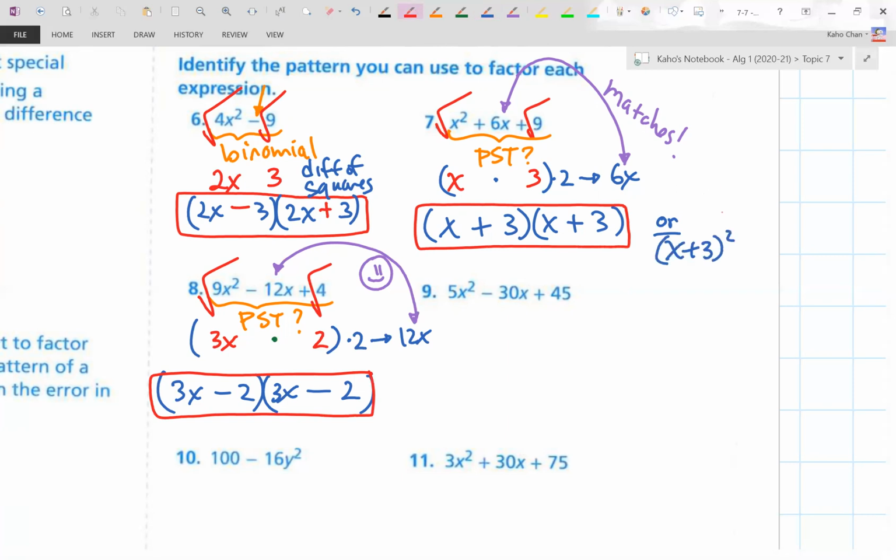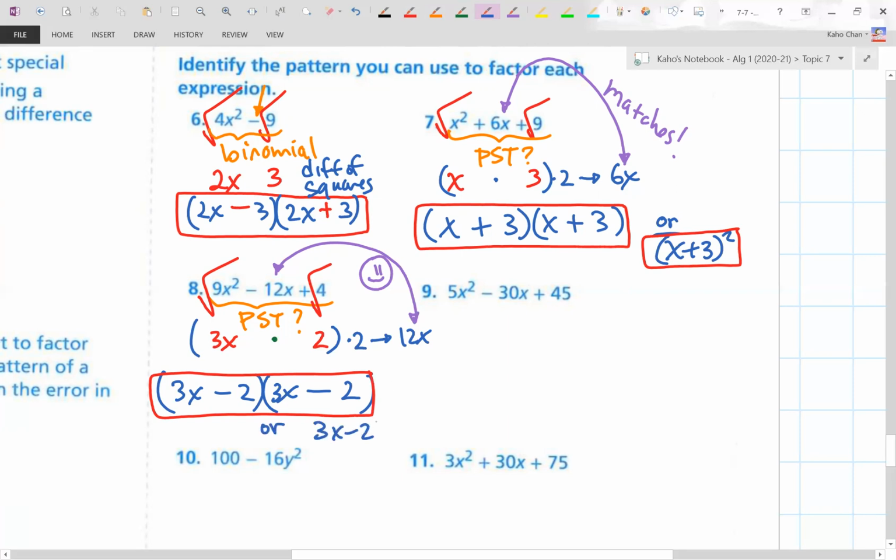How are we doing out there? It's not a long section, but it's kind of cool to recognize these patterns. It really is. Saves you a lot of work sometimes when you're trying to factor a bunch of stuff in the future.